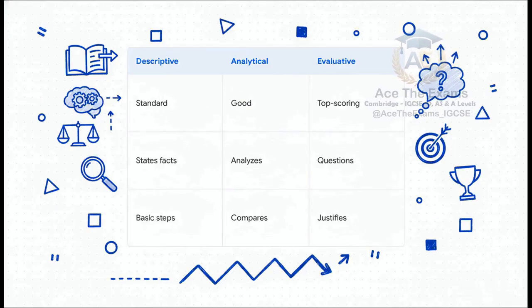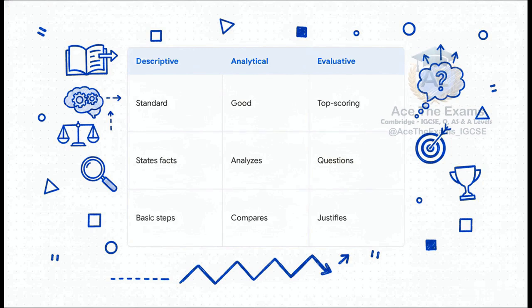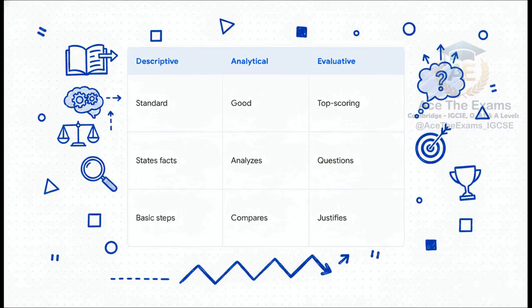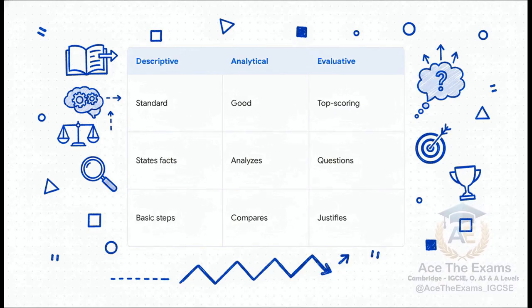Let's look at this matrix. This reveals the ultimate cognitive framework summary. There are 3 tiers of performance here. A standard entry-level response is merely descriptive. It just tells me what happened. A good, solid associate-level response moves a step up and is analytical. It explains how it works. But a top-scoring, managing director-level response, it is evaluative.